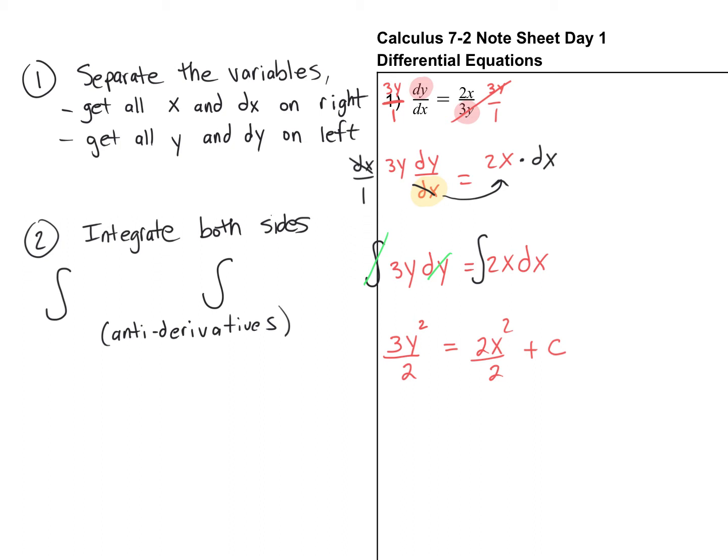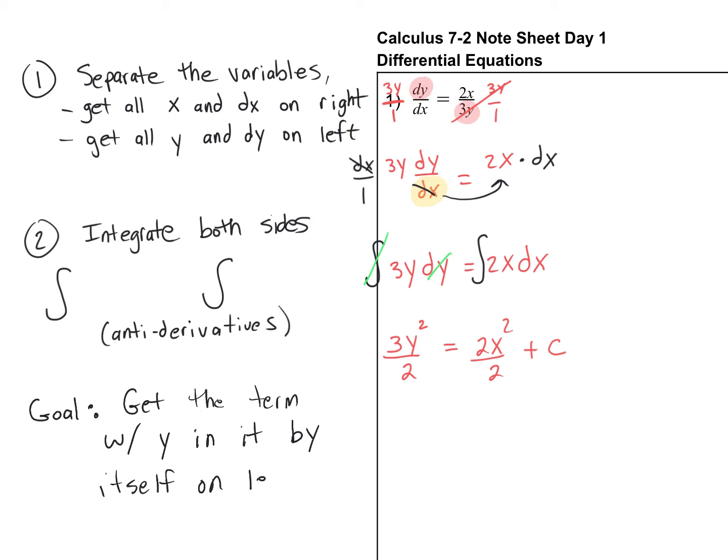Okay, so now we're just going to simplify it. Before we simplify it, let's talk about what our goal is. All right, our goal is to get the term with y in it by itself on the left. Okay, so we just get the term with y in it by itself. You don't have to get y absolutely by itself.